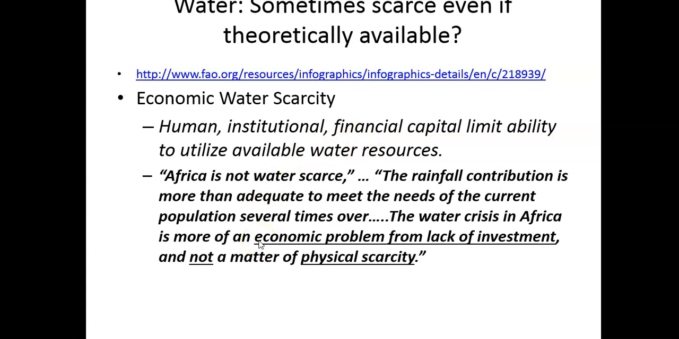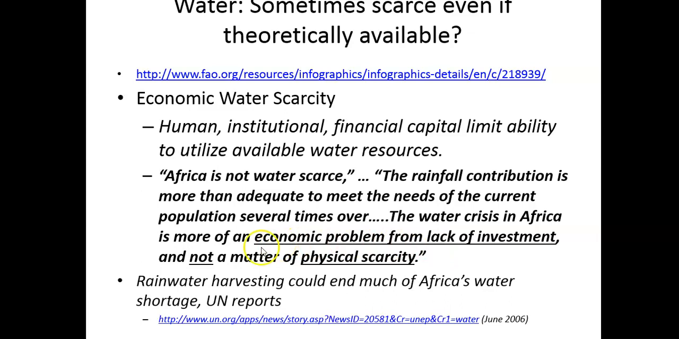And in Africa, although it might be surprising, most of their water scarcity in most parts is not because they have physical water scarcity, but because they have economic problems. They lack the investment to be able to utilize the water that is there. Here's an article, a little dated at this point, but circumstances haven't changed too much since then, saying that rainwater harvesting, collecting the rainwater that falls more effectively, could end much of Africa's water shortages. So it highlights that it is more of an economic problem than a physical lack of water.